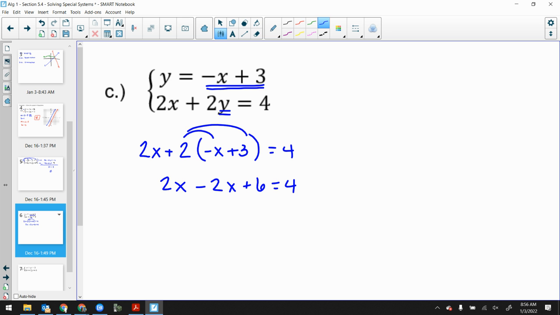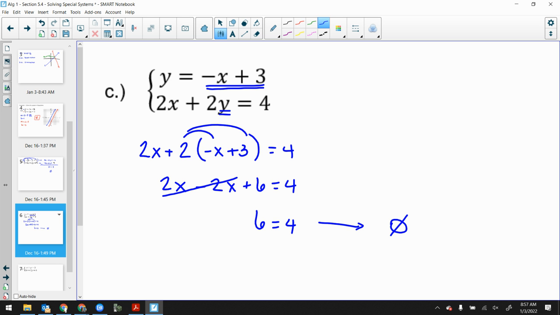What do you notice happens with the x's? They cancel. And you're going to see a common theme here. If the variables end up canceling, it's a special case. If they don't end up canceling, it's just one solution. The lines are just going to cross once, like we've had the rest of the time that we've been doing this. If the variables cancel, then it's either no solutions or infinite solutions. Right, so now since we end up with 6 equals 4, something that's a false statement, we would say that would mean there are no solutions.